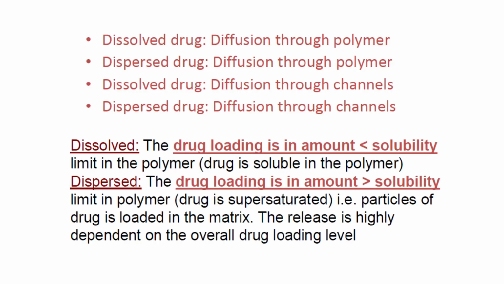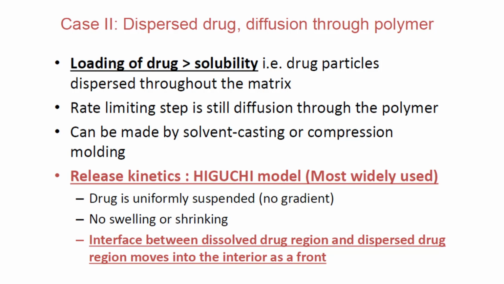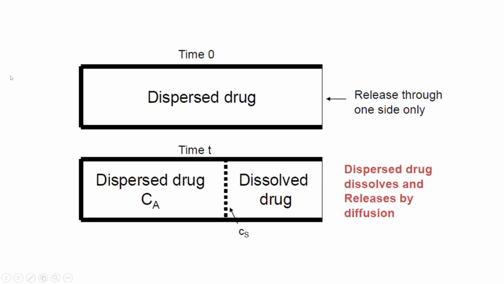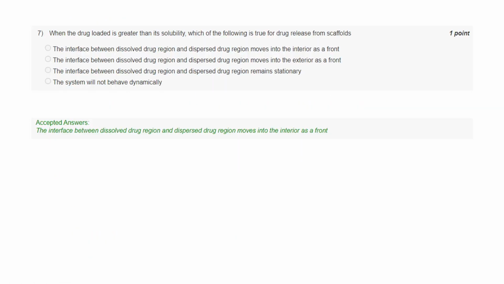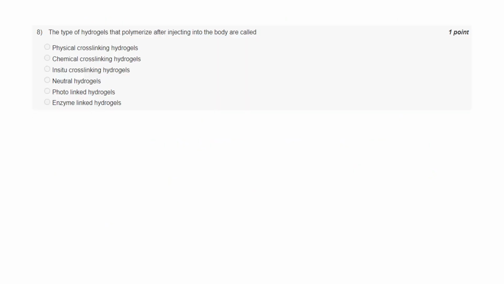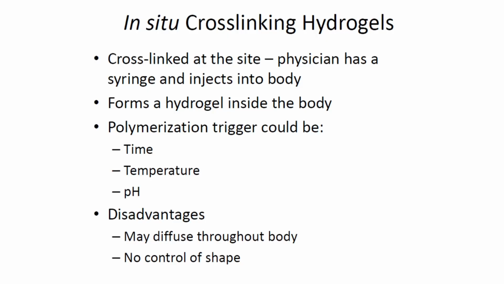We saw that for this case where the drug is dispersed throughout the polymer and the drug is being released from only one side, the interface between the dispersed drug and the dissolved drug starts to move in the interior as a front. So the correct option was the interface between dissolved drug region and dispersed drug region moves into the interior as a front. Next question was the type of hydrogels that polymerize after injecting into the body are called in situ cross-linking hydrogels. Pretty straightforward. If you have read through the material, it's clear to understand.